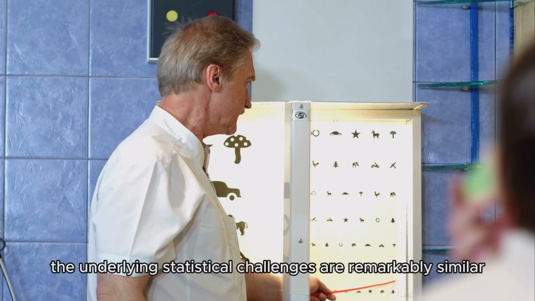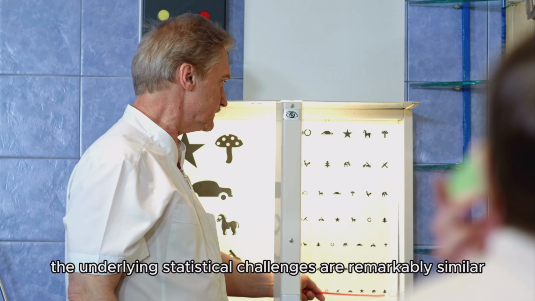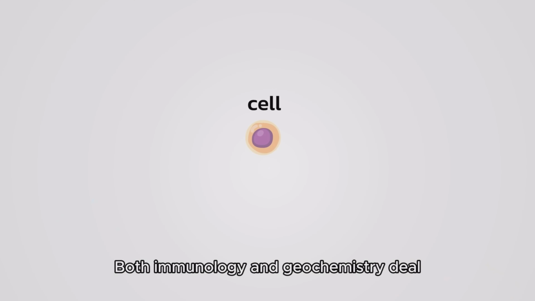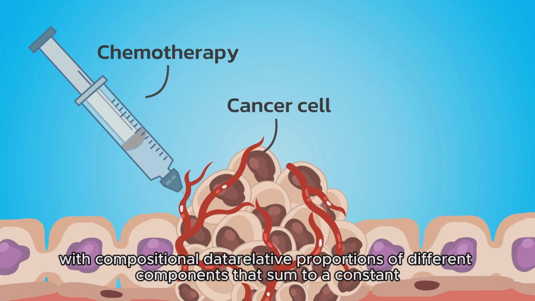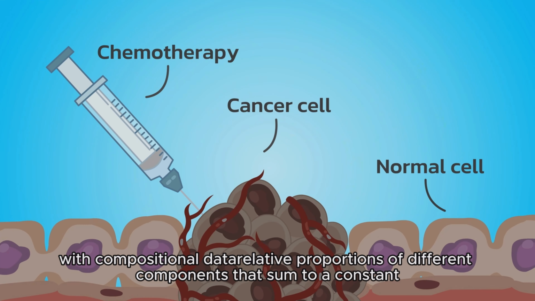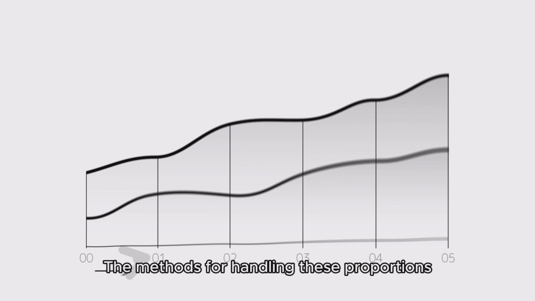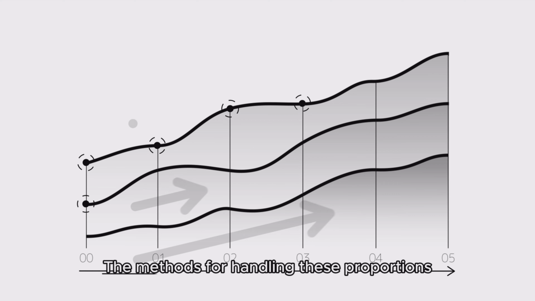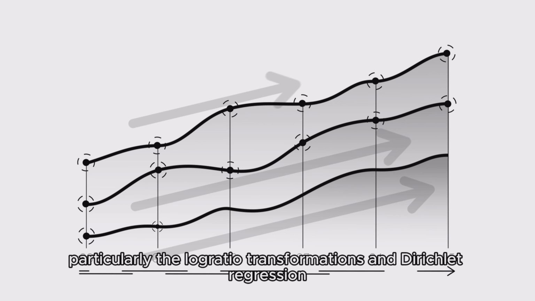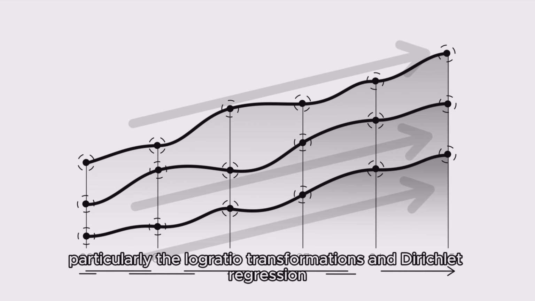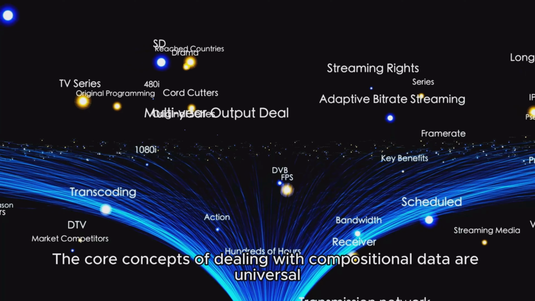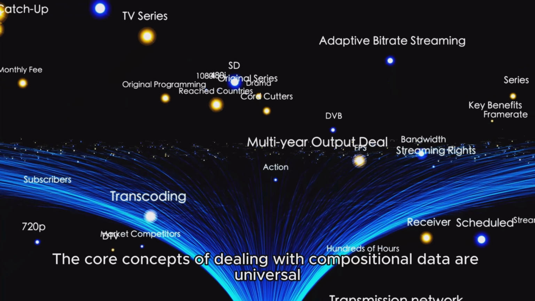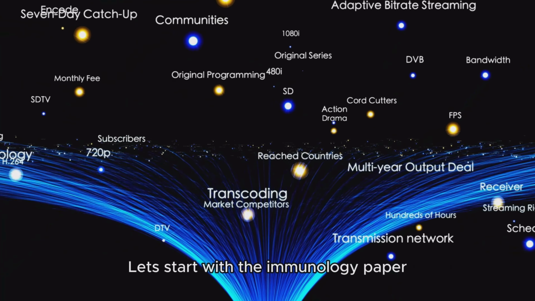While disparate, the underlying statistical challenges are remarkably similar. Both immunology and geochemistry deal with compositional data, relative proportions of different components that sum to a constant. The methods for handling these proportions, particularly the logratio transformations and Dirichlet regression, are directly transferable between fields. The core concepts of dealing with compositional data are universal. Let's start with the immunology paper.